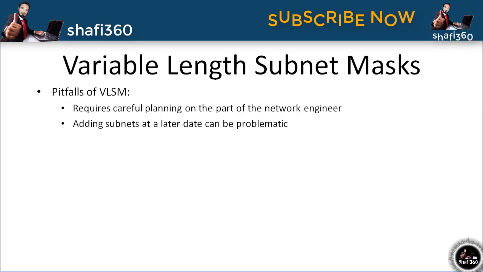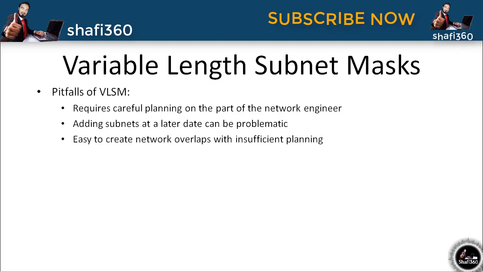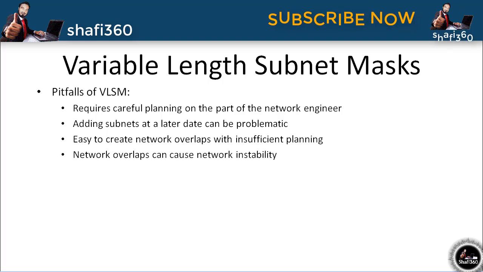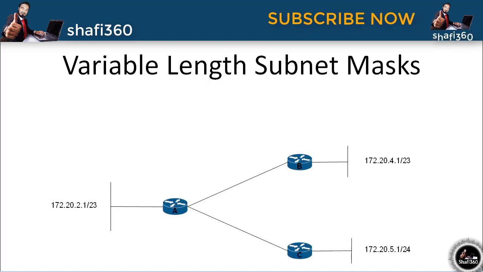The biggest pitfall of VLSM, in my opinion, is that it is very easy to create network overlaps if you don't plan properly. These network overlaps cause network instability. And again, this goes back to the careful planning and adding subnets at a later date. They're all kind of tied together, if you will. Now, some of you that might be kind of new to networking might ask, well, what do you mean by network overlaps? Well, let's look at another diagram. I love my diagrams. Just wait till we get into the router labs and you see some of the labs that I've set up inside GNS3.